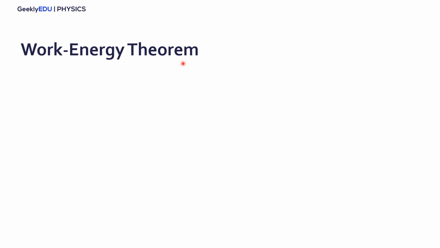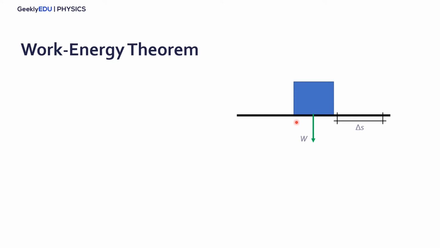Okay, so let's start now with the work energy theorem itself. Let's consider that for some reason we want to push a block a certain distance. So we have a displacement of delta s here. Let's take a look at the forces acting on the system. We have the weight of the block pointing down, the normal force pointing up, perpendicular to the surface, the friction force, and our net force because we want to push it further.